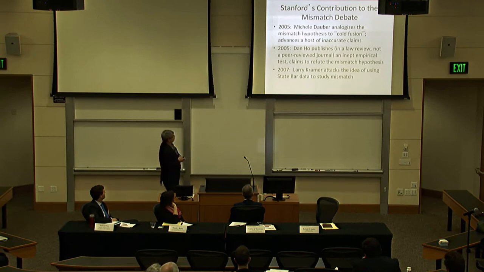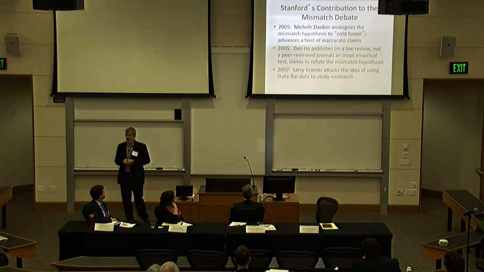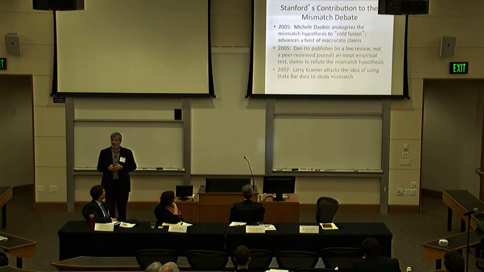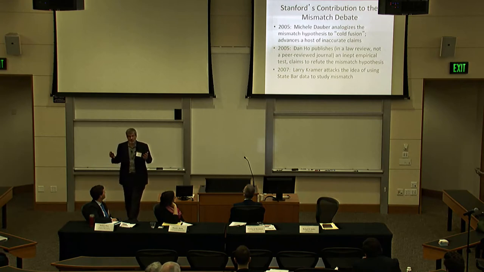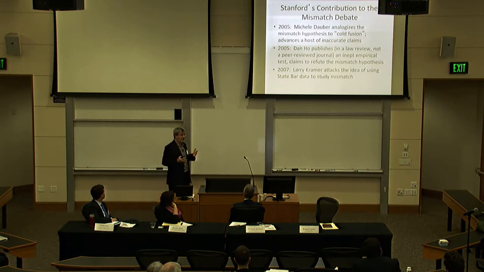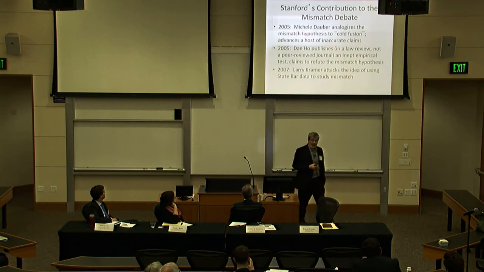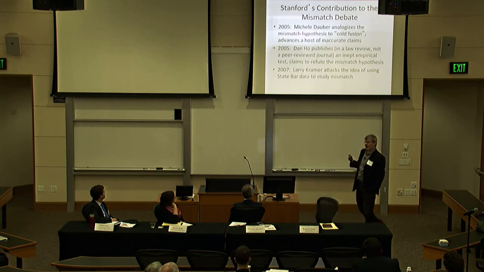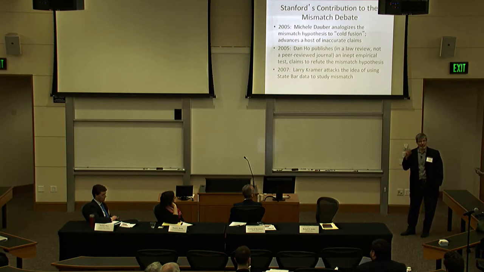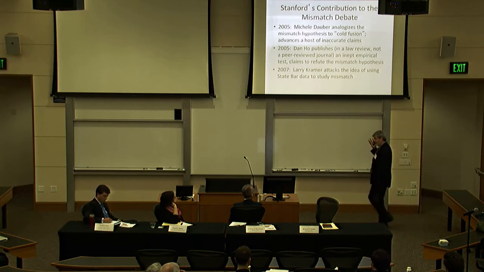In 2017, Kramer wrote to the State Bar urging them not to make available the data that would really make it possible to do the sort of exact measurements of mismatch that we have in this data. And he was part of a large number of academics, especially law school deans, who came out and essentially tried to persuade the California Bar not to make data available to study mismatch.